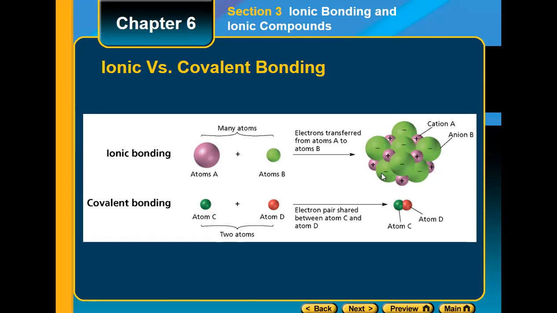So that is the smallest unit that I could pick. I never could get just one anion and one cation only. So that is what we call the formula unit.